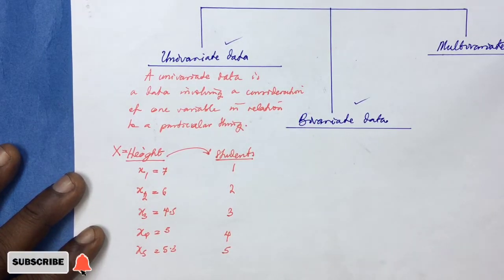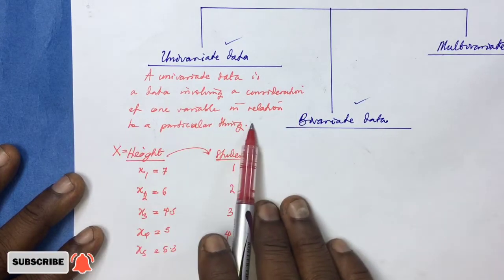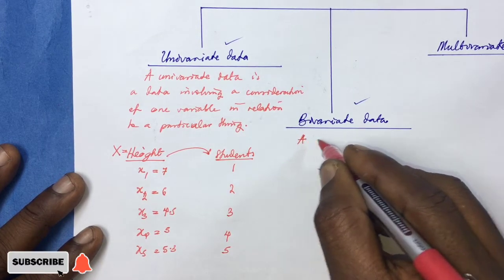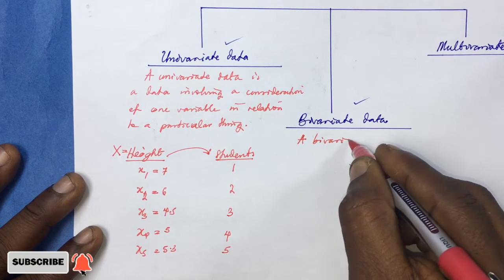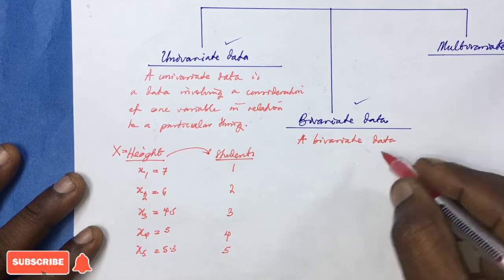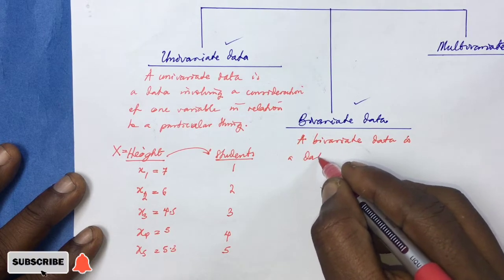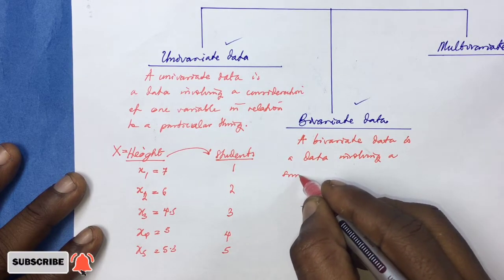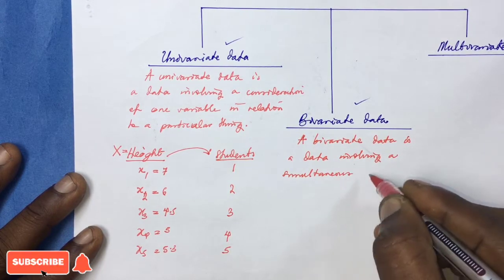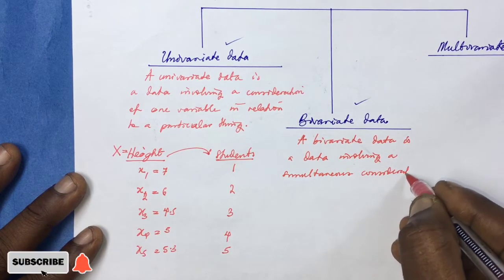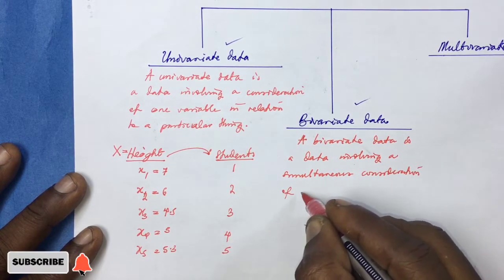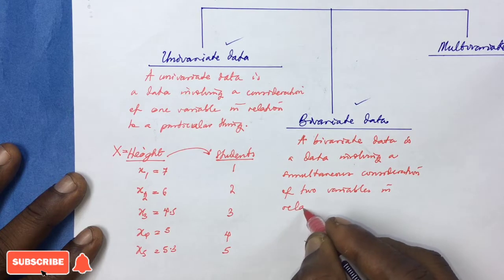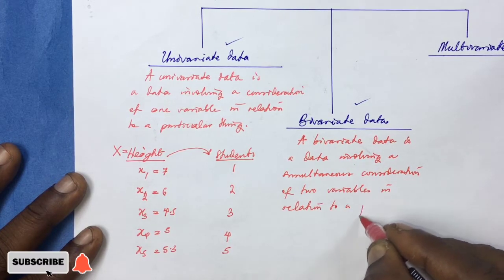So a univariate data is a data involving a consideration of one variable in relation to a particular thing. Now what if we go beyond one variable? What would it be? We may end up having a bivariate case or a bivariate data. So a bivariate data is a data involving a simultaneous consideration of two variables in relation to a particular thing.